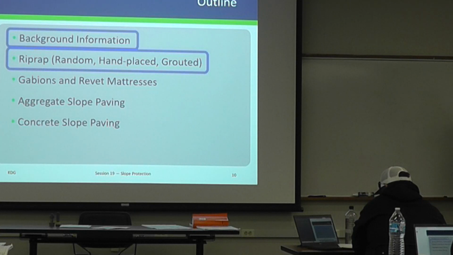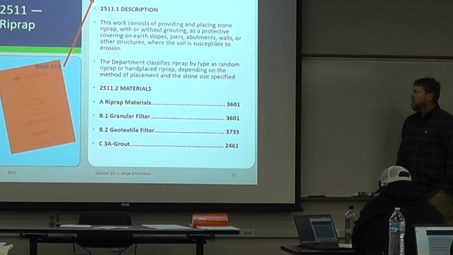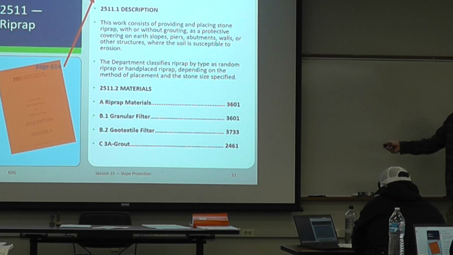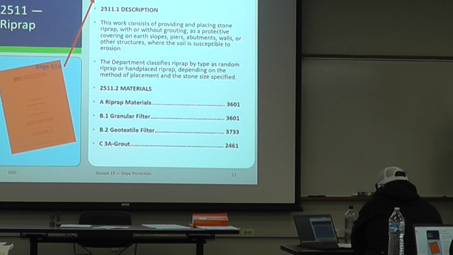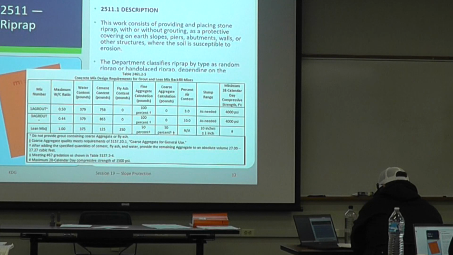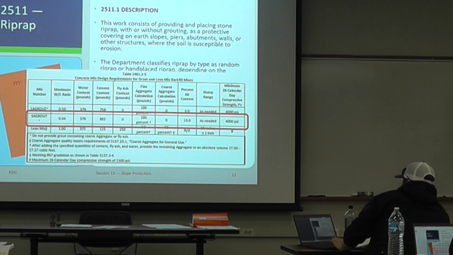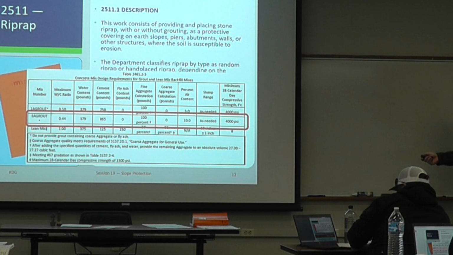So move on to specifically the riprap and the various types. Again, covered in 2511, and then there's a listing of additional. So you've got 3 material specs here, and then 2461 for any grout that you might have if the project has a grouted riprap. So for fully grouted, you're going to end up using a 3A. This table is from 2461 right here. I'm not expecting you to remember all these mix specifics, but just realize that if you're going to have a fully grouted riprap, it will be 3A grout.